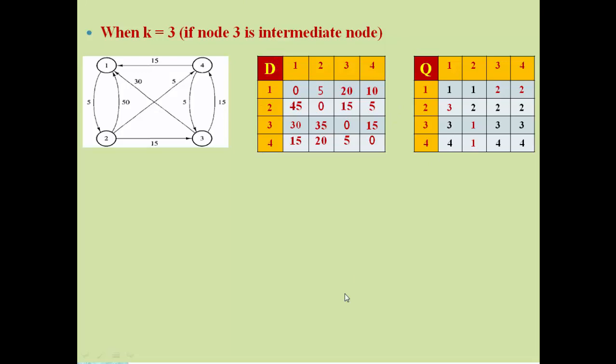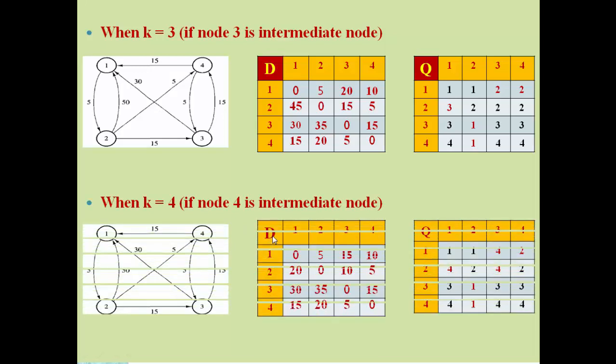Now we have a last node, that is the fourth node, and we have to consider node number 4 as an intermediate node. The same process again we have to follow, and we have to identify the updated value of the capital D matrix and capital Q matrix. This is the last matrix, and this is our answer. So our capital D is basically used to identify the shortest distance, and capital Q is basically used to identify the intermediate node.